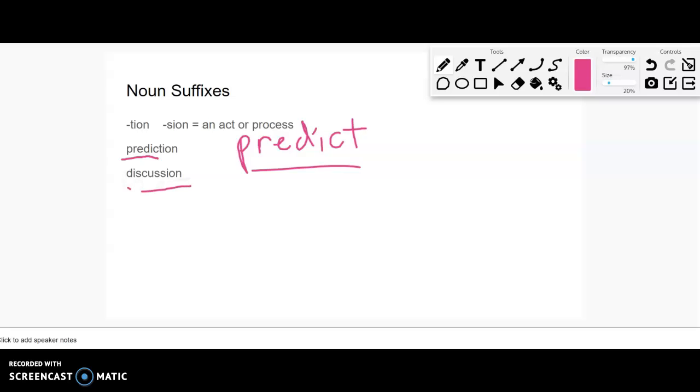Okay? Or discussion. I'm taking the verb discuss, to talk about something. I'm adding on that suffix, I-O-N, creating the S-I-O-N. Now it's like the act of talking about something. The process of discussing is a discussion. So if you see a word with that I-O-N ending, you know that's probably a noun. And you can look at the base word to try to help you figure out what it means.